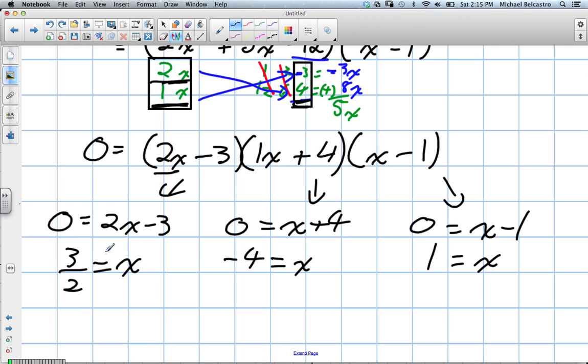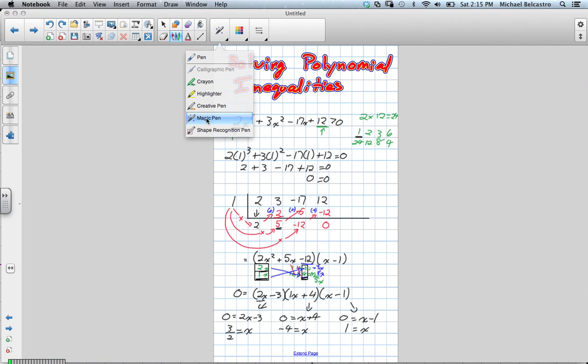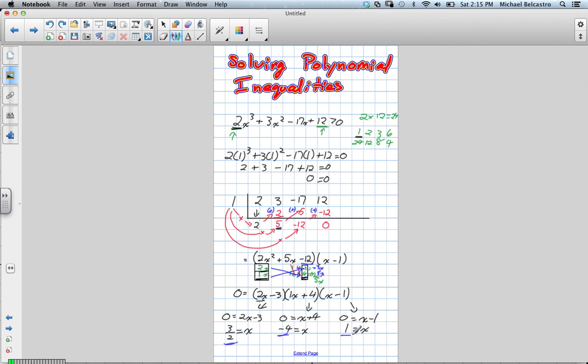What they've done in this question is say the x-intercepts are negative 4, 1, and 3 over 2. Those numbers divide the domain of real numbers into 4 intervals. So they've given us 4 intervals here. We're going to try to look at the bigger picture. We can look at this by plugging values into that original equation and getting an idea of what we're going to end up with, because remember, the inequality was greater than 0.